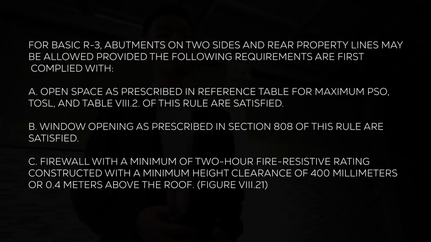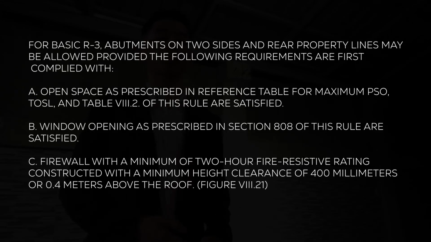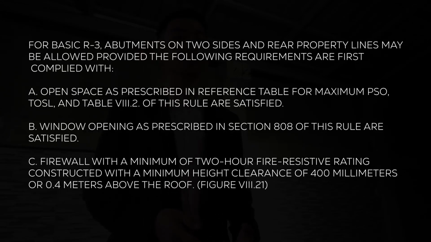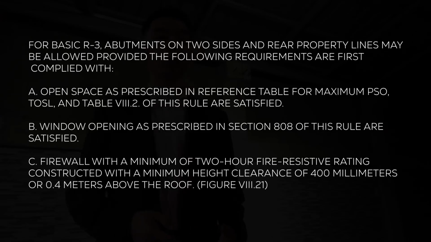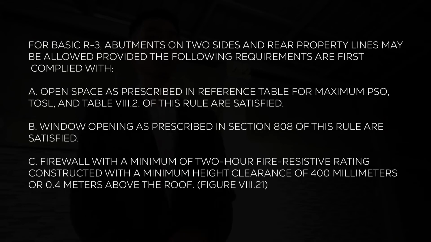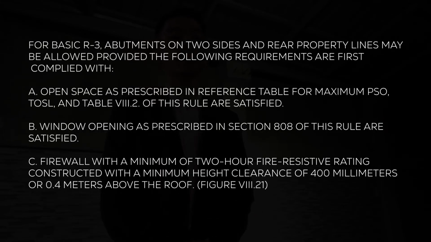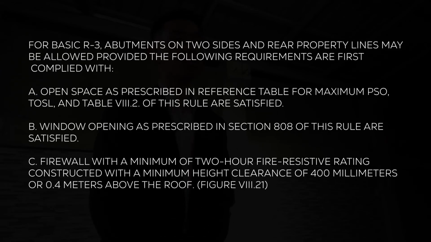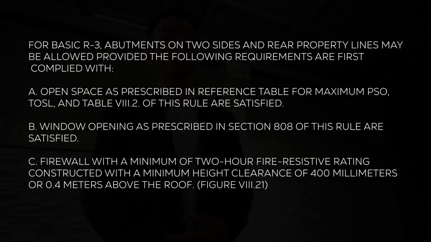first complied with. First, open space as prescribed in the reference table for maximum PSO, TOSL, and table 8.2 of this rule are satisfied. Second, window openings as prescribed in section 808 of this rule are satisfied. And third, a firewall with a minimum of 2R fire resistive rating constructed with a minimum height clearance of 400 millimeters or 0.4 meters above the roof.